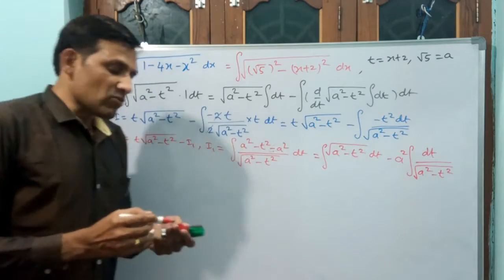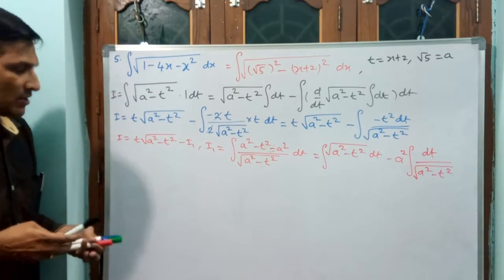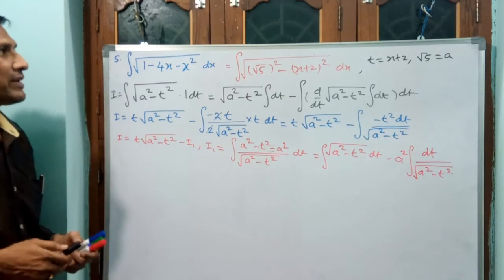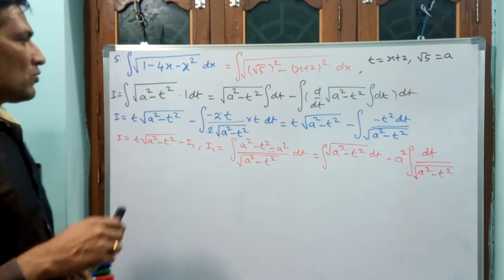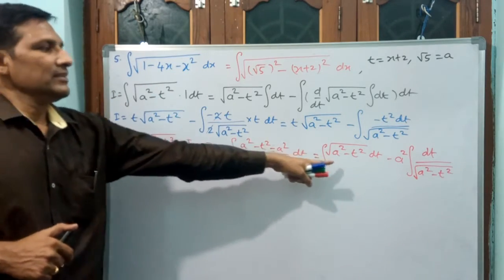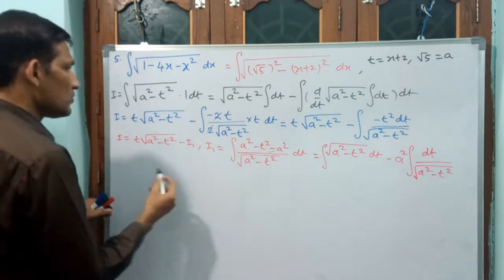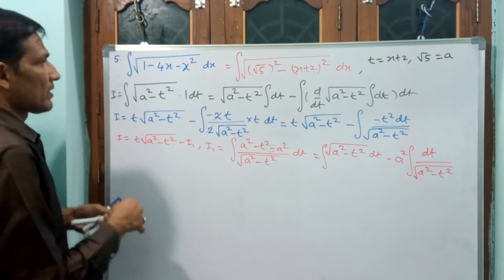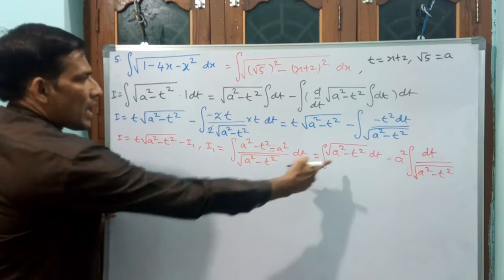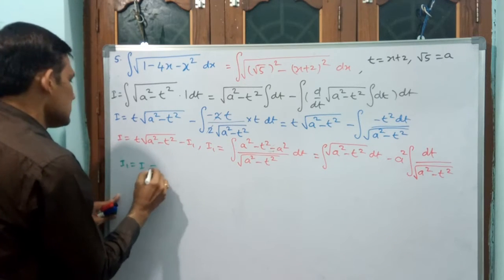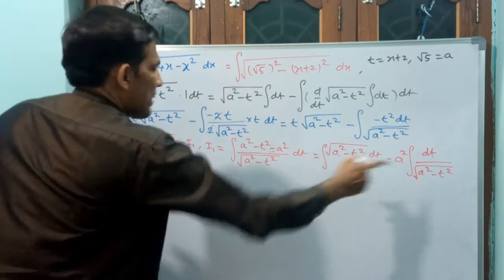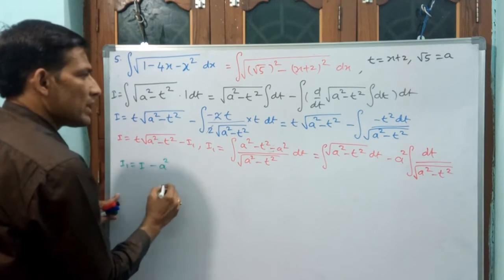Why have I taken a square outside? Because a is constant, a is constant, that is why I have taken it out. That is not a variable. Okay, now what is this again? This is I only. This is I. That means I1 is equal to, see what I am writing now. I1 is equal to I minus a square.